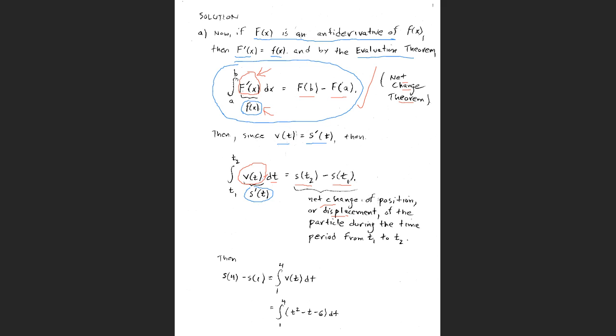So in the problem here, they say find the displacement of the particle during the time period. Well, we can use the net change theorem to find the displacement of the particle. Of course, instead of the derivative of capital F, we have the derivative of S of t, but that's just equal to V of t, you see? And so let me know if you have any questions before we move on.